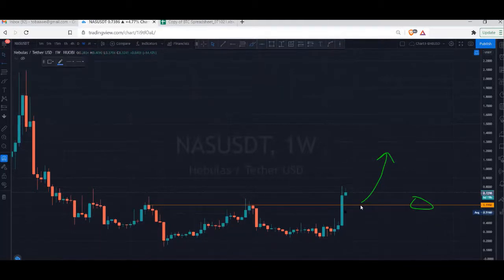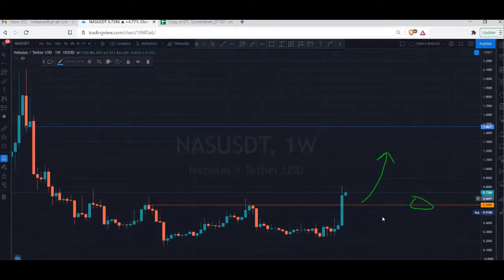Now, the next thing: once this line has been broken, you want to ask yourself, where is the next resistance? Where is the next resistance means where will price likely slow down, likely encounter a problem and reverse back. From what I can see, the next place price could have a resistance is probably here, maybe this level.